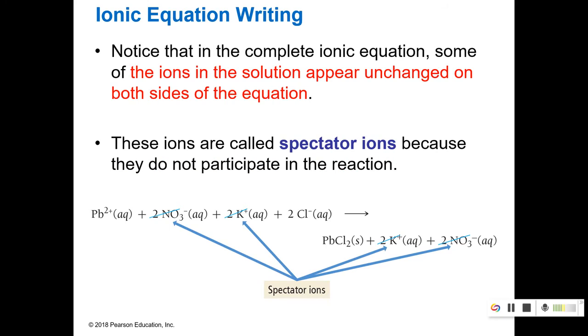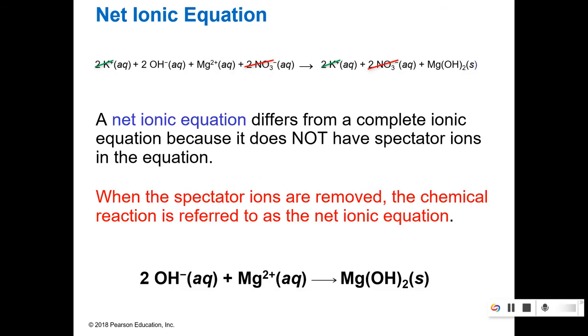Okay, so once you've broken them into ions, there's some of them that are the same on both sides. And those specifically are called spectator ions, and that's because all they're doing is watching. They have to be exactly the same on both sides, including their coefficients. So we've got 2 nitrates on the reactant side and 2 nitrates on the product side, so they cancel out. They're just watching. Same thing with the potassiums.